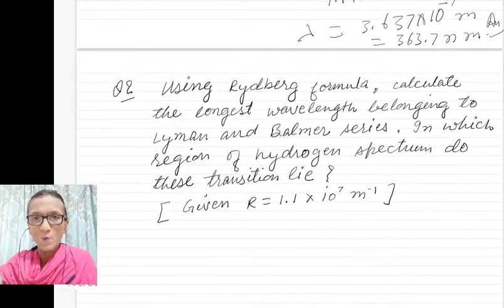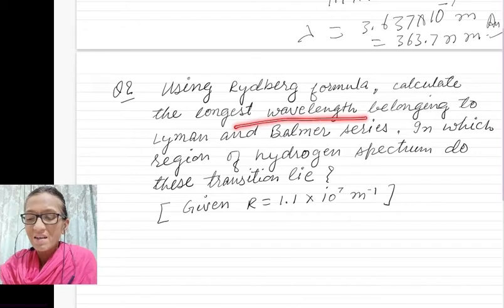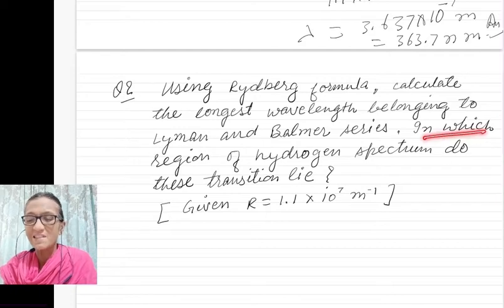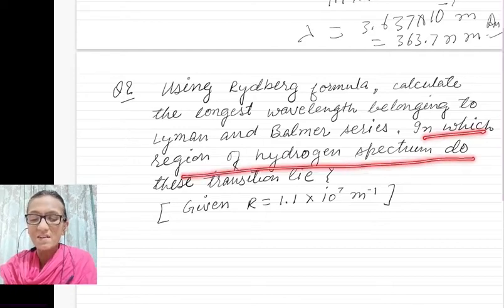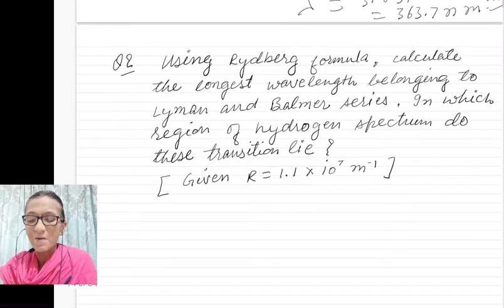Question number 2. Using Rydberg formula, the same formula, calculate the longest wavelength. This time you have to calculate longest, belonging to Lyman series and Balmer series. You have now two separate series, so you will have to do two different equations. In which region of hydrogen spectrum do these transitions lie?